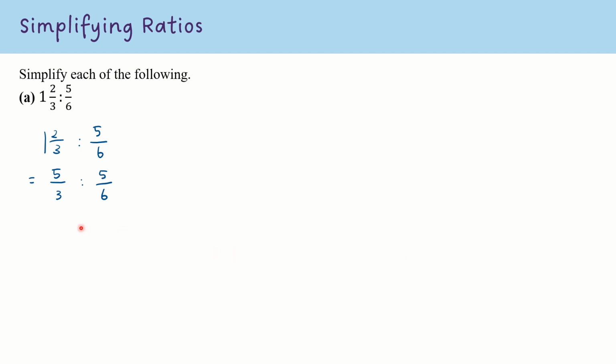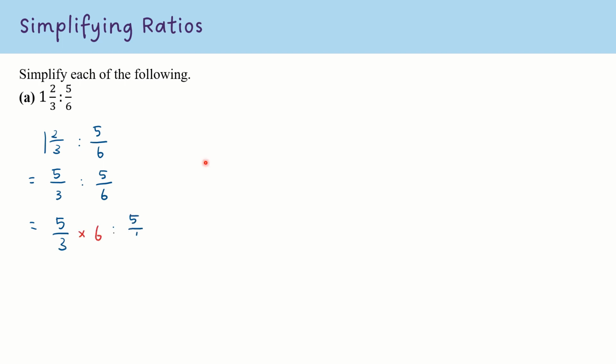And we notice that we have 5 over 3 is to 5 over 6. The denominators of both quantities are actually different. We have 3 in our first quantity and 6 in the next quantity. So what we could do is multiply across both quantities by the lowest common multiple of the denominators. With the denominators 3 and 6, the lowest common multiple would be 6. So we multiply both quantities by 6.